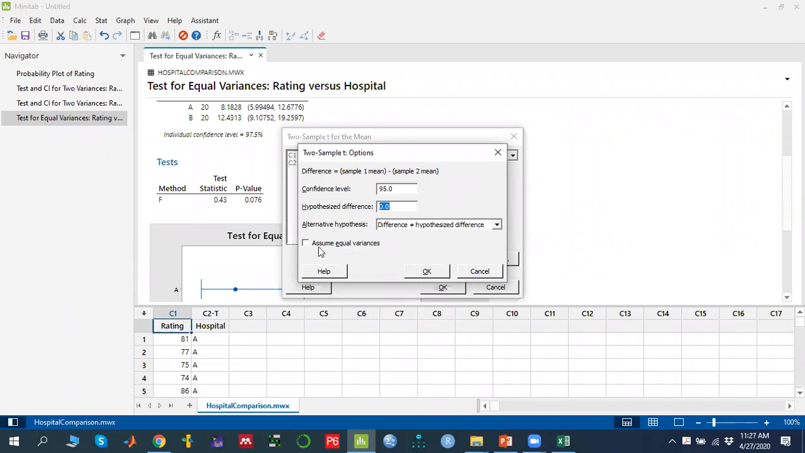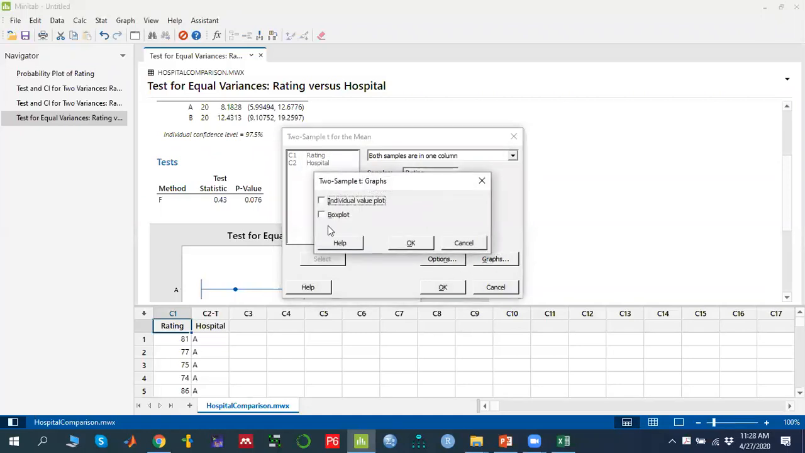At the bottom they are asking whether we should assume equal variance or not. If I uncheck this one, that means it is assuming the variances are unequal, which means it is applying the Welch approximation. But we have seen through the F test as well as the Levene test that both the population variances are equal. So that's why we will check here that both the population variances are equal. That means we are saying the homogeneity condition is fulfilled. So press OK. And if you want to apply some graphs, let's say box plot, press OK and press OK.